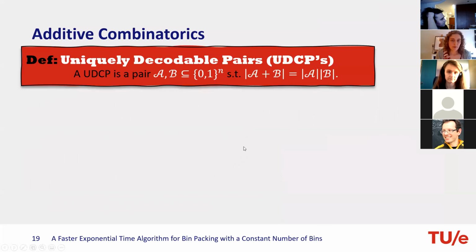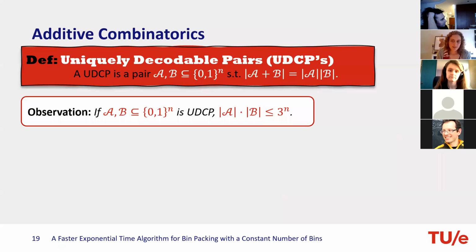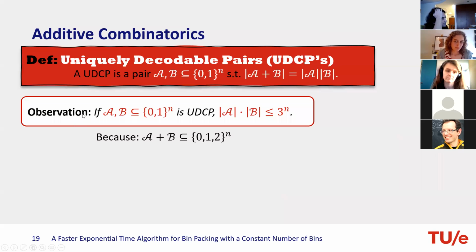Okay, some theorems about uniquely decodable pairs. One observation is that the size of A times the size of B is always at most 3 to the n, which is just an easy observation because, well, anything in A plus B must be in {0, 1, 2} to the n, because that's the only sums we can get. So there are at most 3 possible things that you can get for each coordinate, so n times that is 3 to the n. But there are better bounds.